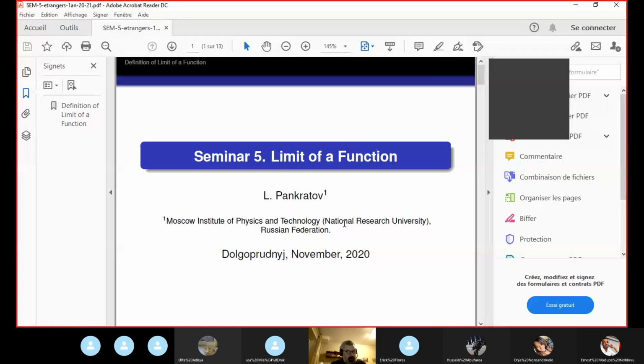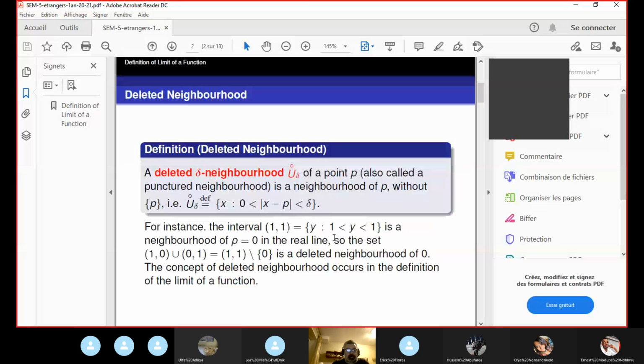So now, next topic, limit of a function. The first slide is devoted to the so-called deleted delta neighborhood. It is usually denoted in Russian literature as capital U with a circle, and the deleted neighborhood of a point P is a neighborhood of P without this point P.